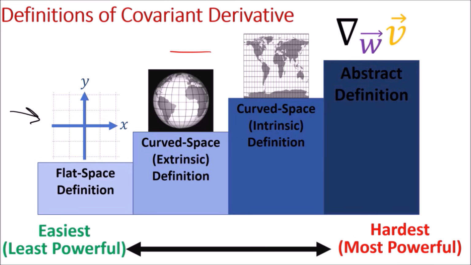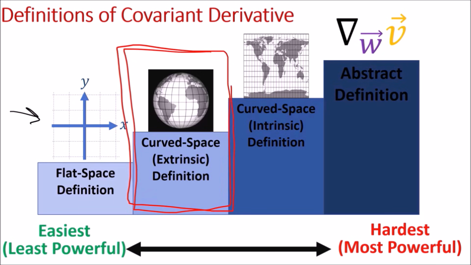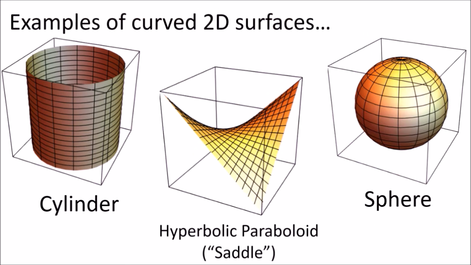In this video, I'm going to cover the curved surface definition of the covariant derivative, also called the extrinsic definition. So we're going to be looking at the rates of change of vector fields on curved surfaces like the ones you see here. And we're going to be using the sphere as our main example of a surface in this video. So dealing with vector fields on curved surfaces turns out to be a lot trickier than dealing with vector fields in flat space. And I'll try to explain why that's the case.